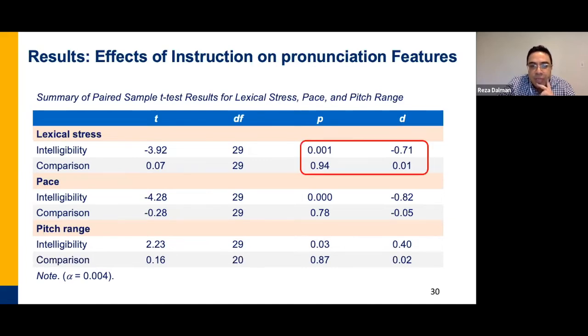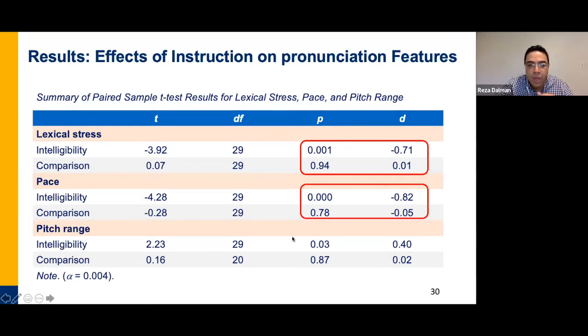And for lexical stress, only the intelligibility group showed significant improvement from the pre-test to post-test. And the comparison group, which received no explicit instruction on lexical stress, did not show any improvement from the pre-test to post-test. And for pace, I mean the number of prominent syllables, again, the intelligibility group, which received explicit instruction on prominence, shows significant improvement from pre to post-test, and the effect of instruction was medium to large. On the other hand, the comparison group, which received no instruction on prominence and pace, showed no improvement from pre-test to post-test.